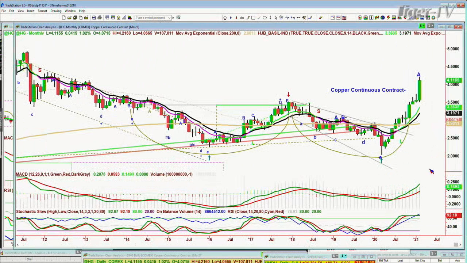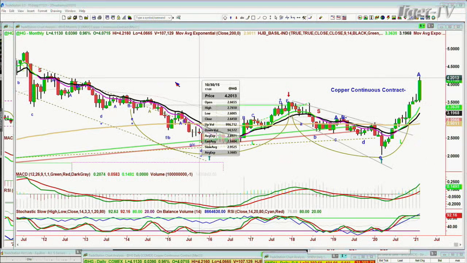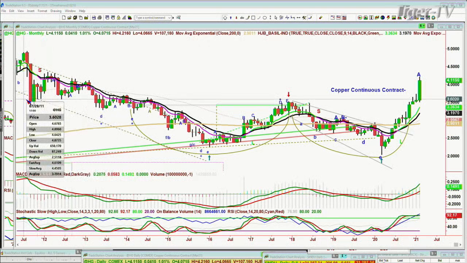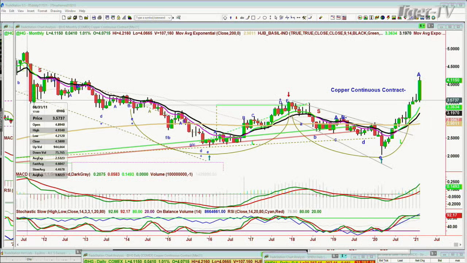We're looking at Dr. Copper, which is international economic activity, although we have to put the batteries into the pot pie right now because there is so much copper being used in the batteries for the electric vehicles. So this continuous contract is trading right now at levels it hasn't seen since September of 2012, and then goes back to that high that was made in August of 2011 at 4.93.